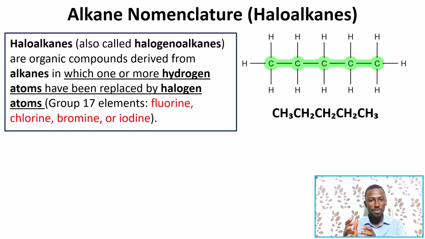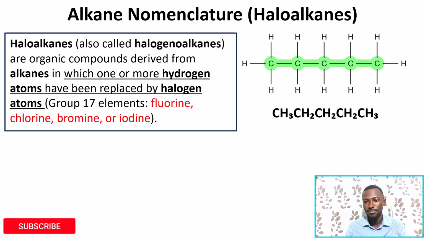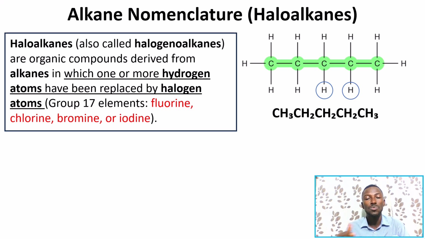So let's continue. This is a simple alkane, more specifically a 5-carbon alkane, which is pentane. Assume or imagine two hydrogens have been removed and replaced with a halogen, then we have a haloalkane. Is that not simple? As simple as it can get. The circled hydrogens can be any of the hydrogens. If you replace even 1, 2, 3 or more hydrogens with a halogen, you have a haloalkane.